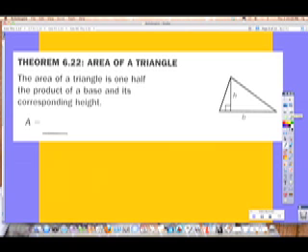Why is it half? It's half of a rectangle or half of a parallelogram. Kelly, comment? Because if you take the base and the height times it, you make a rectangle, and then half of that is just a triangle. Perfect, exactly. You can cut those into 2 equal triangles. It's half of the same formula.